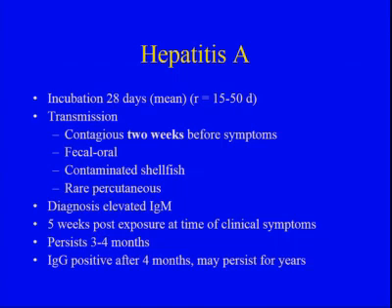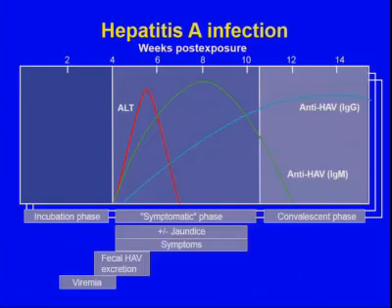So the incubation period for this is about a month. The problem is you're contagious for 2 weeks before you manifest symptoms, and that's why there are outbreaks of this. You diagnose it by an increase in your IgM level, which persists for 3 to 4 months. Once you're IgG positive, you are immune, and that persists for years.